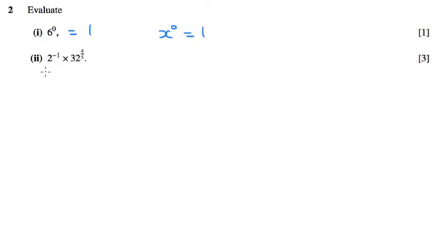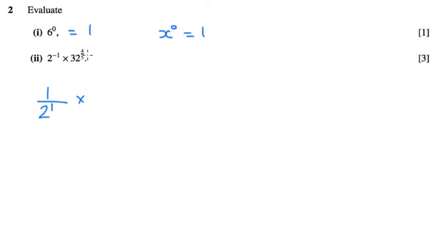Part 2 wants us to simplify or evaluate, which just means work out, 2 to the minus 1 times by 32 to the power of 4 over 5. So they're testing your knowledge and understanding of indices. You should know that 2 to the minus 1 is the same, anytime the powers are negative, that's the same as 1 over the same thing without the negative sign, sorry. So that's the same as just 1 over 2 to the power of 1, which is obviously just a half.